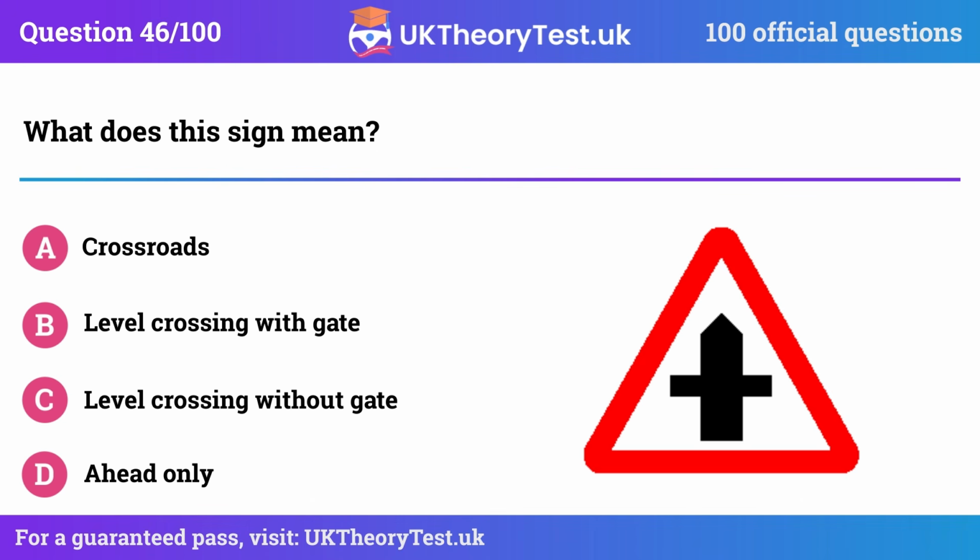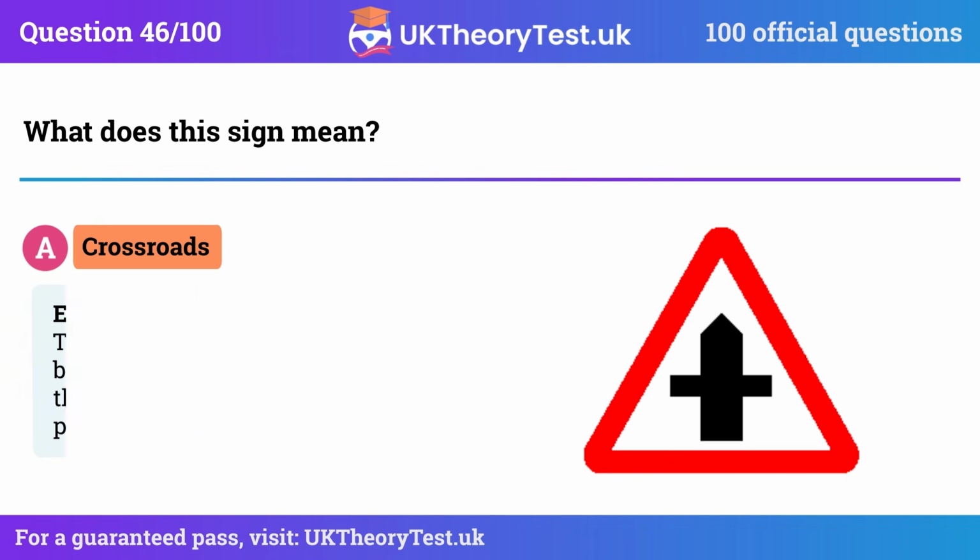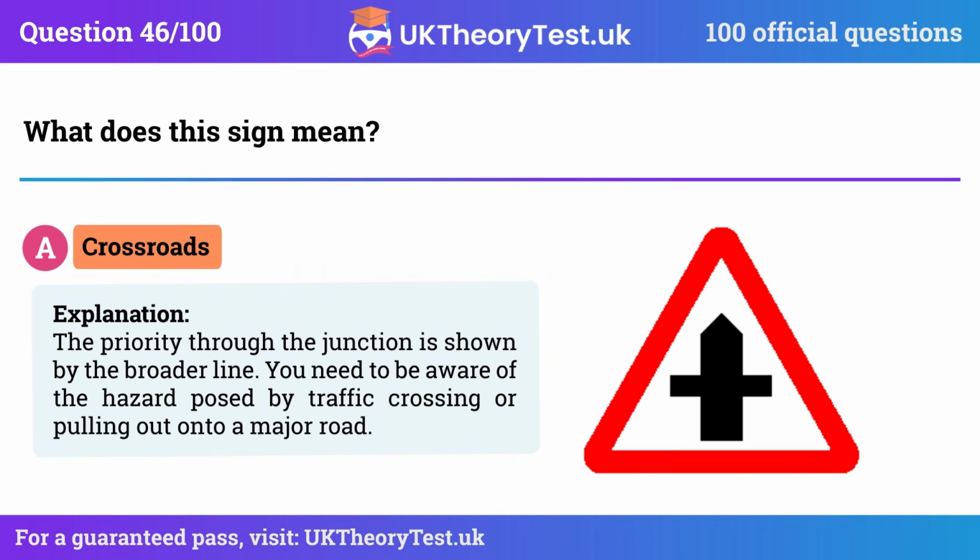The correct answer is A. Crossroads. Explanation: the priority through the junction is shown by the broader line. You need to be aware of the hazard posed by traffic crossing or pulling out onto a major road.